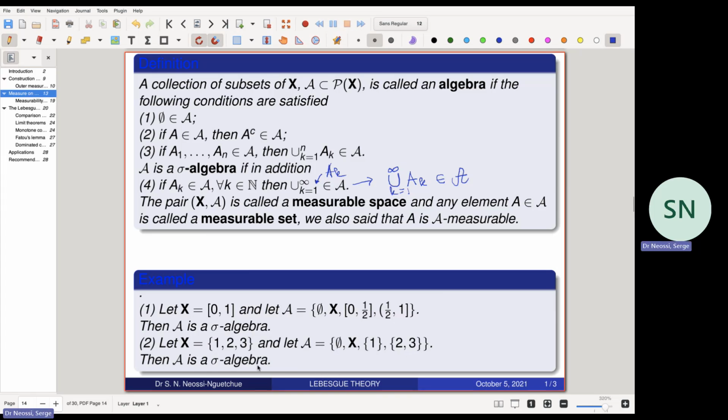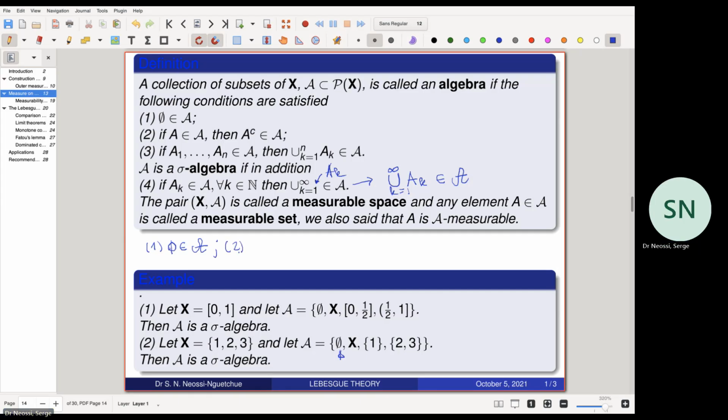Then A is a sigma algebra. So let's quickly check that it is a sigma algebra, particularly the second case. You can focus on that. Is the first condition satisfied? Yes. For the first axiom, we see that we have the empty set in the list of the collection. So the empty set is an element of our collection calligraphic A. So that's for the first axiom.